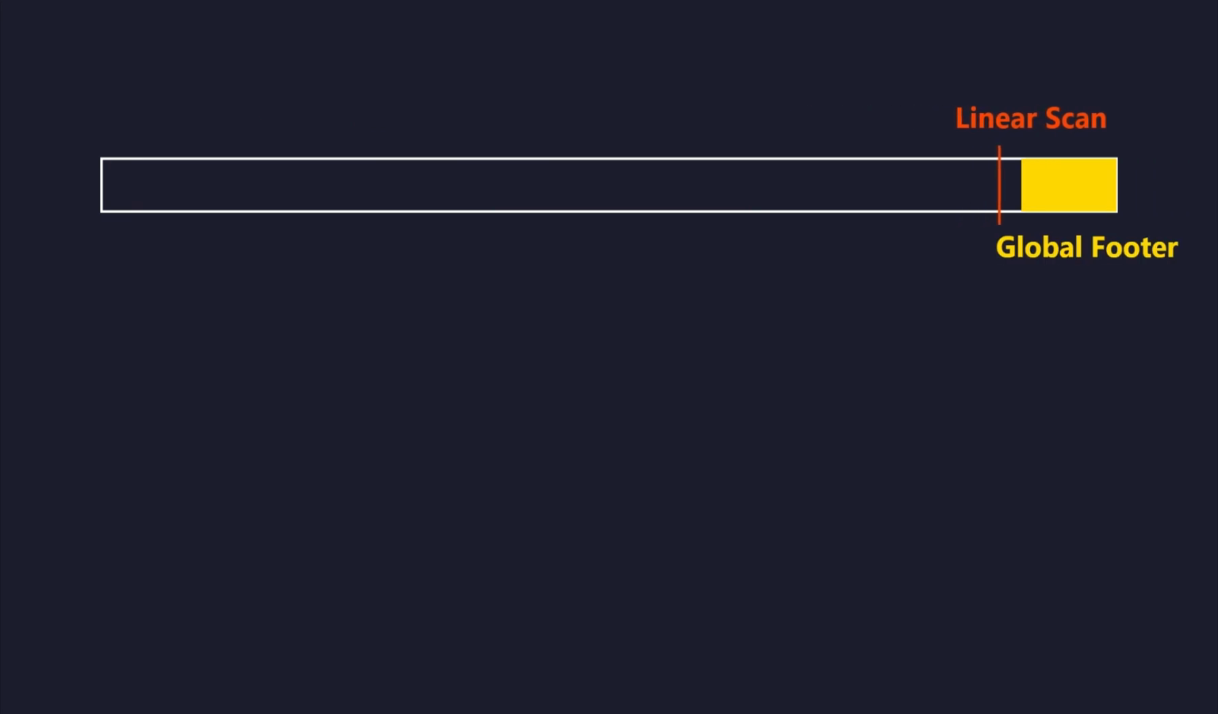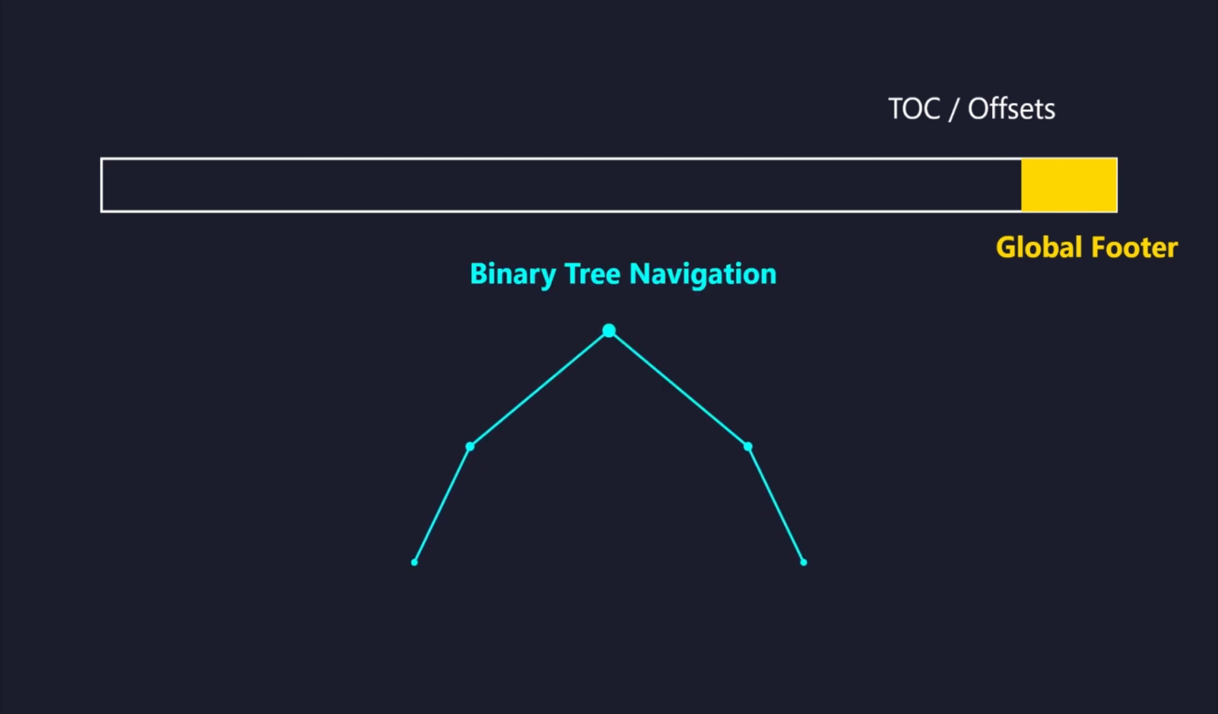Trace the file to its final bytes to find the global footer. Many proprietary formats store a table of contents here, providing the relative offsets needed to navigate the entire binary tree without a linear scan.